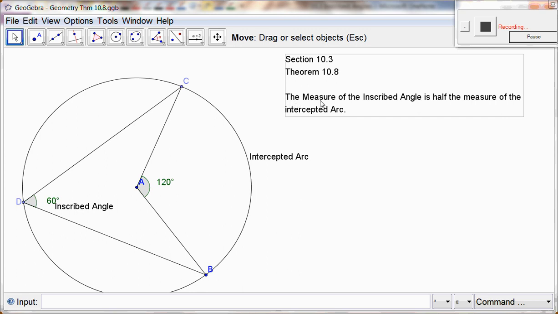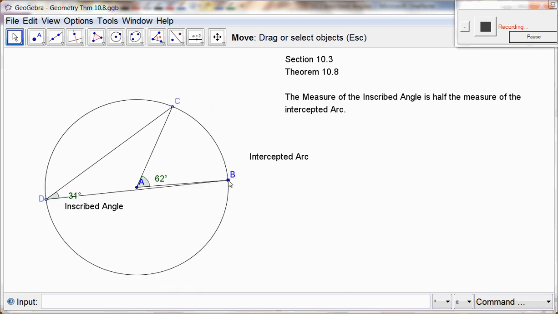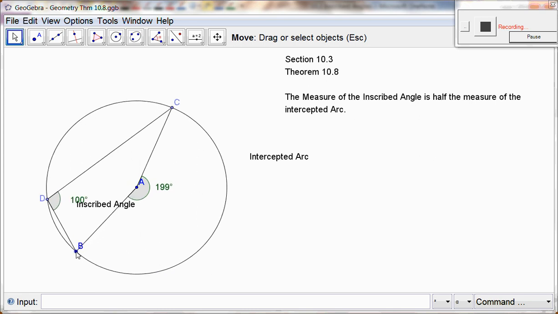Okay, here's what the theorem says. It says the measure of the inscribed angle, which is the little one over here, is half the measure of the intercepted arc, which is this over here. So if I move these around, one's double the other one. See, as I move it around, no matter where you stop, 64 degrees is the inscribed angle, then 128 degrees has to be the intercepted arc. No matter how far around I go, it's always going to hold up. So 100 and 200. So there you go.